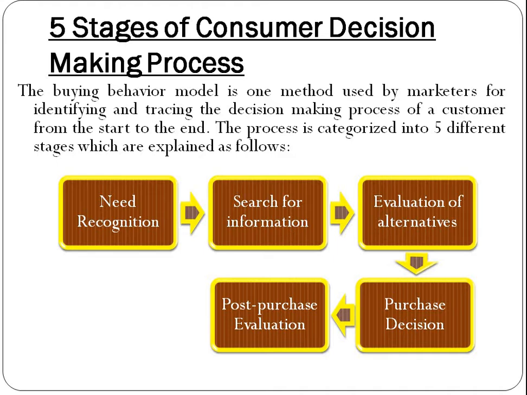Next is evaluation. Whether should I buy product A, should I buy product B, like that they will make an evaluation about different alternatives. Next is their purchase decision, whether to buy or not to buy. Next comes the post-purchase evaluation, where they will give valuable feedback about the product. It might be positive or it might be negative. So there are 5 stages of consumer decision process you studied. The first one is need recognition. Second one is search for information. Third one is evaluation of alternatives. Fourth one is post-purchase evaluation. And the fifth one is purchase decision.